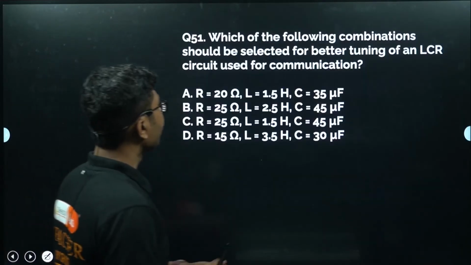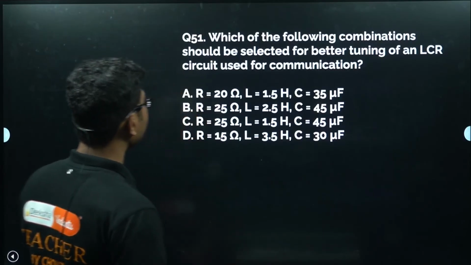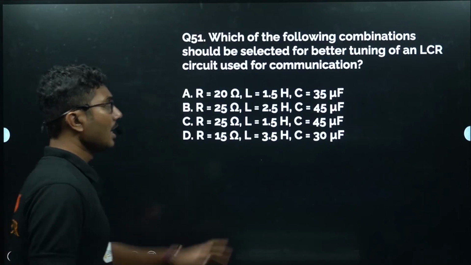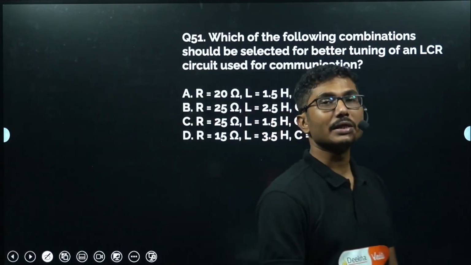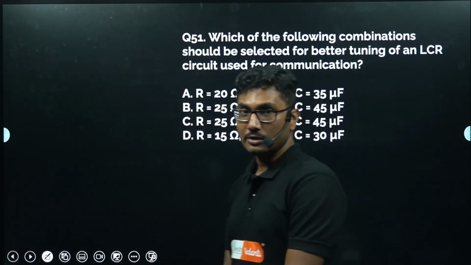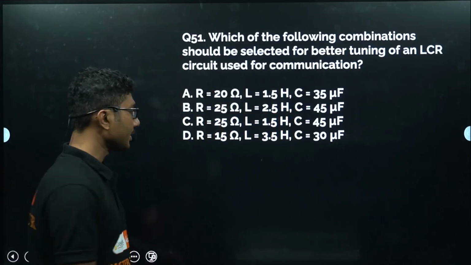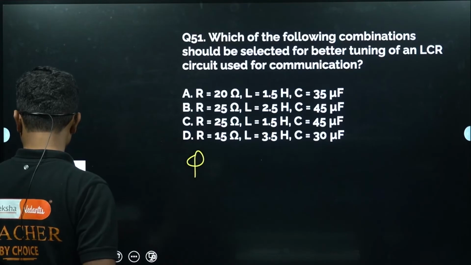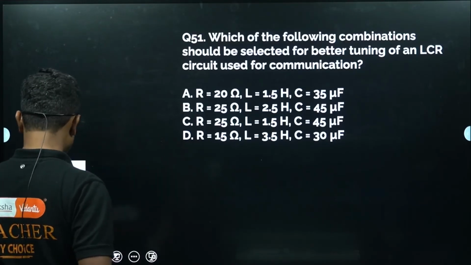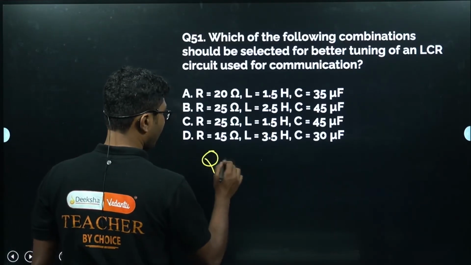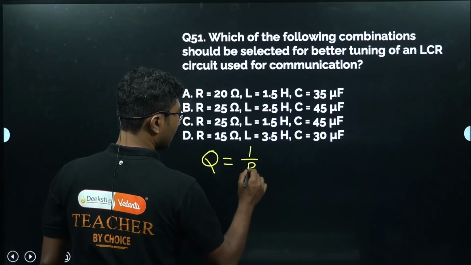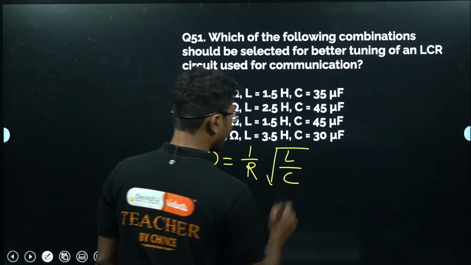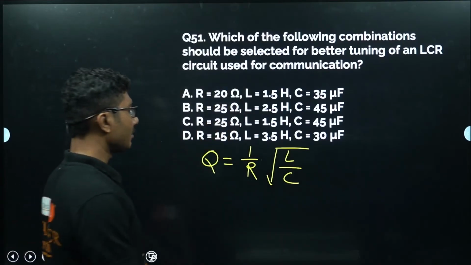Which of the following combinations should be selected for better tuning of an LCR circuit used for communication? Now this is also an out of syllabus question. Quality factor is no longer in your syllabus. The quality factor of a circuit is given by 1 by R, square root of L by C. This is the basic relation of a quality factor.